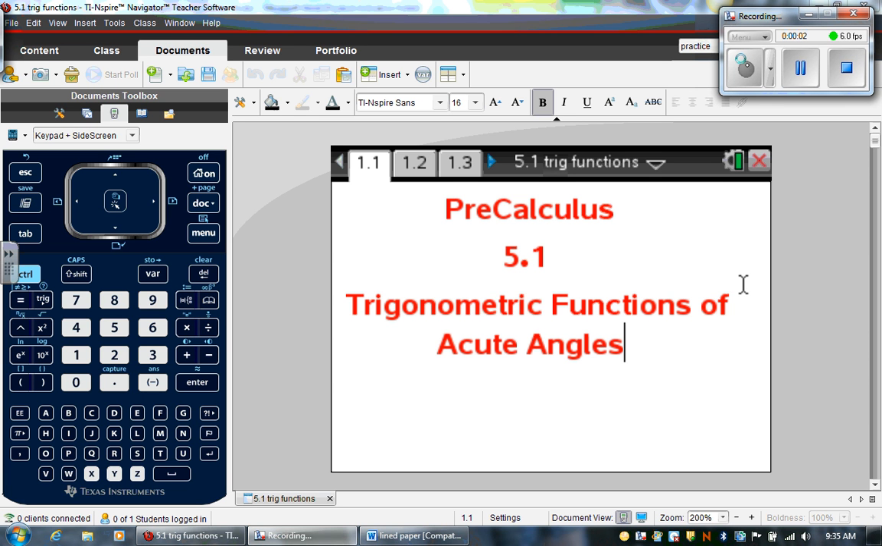This lesson is from Mrs. Cucci's College Now PreCalculus class. We are on lesson 5.1, Trigonometric Functions of Acute Angles. So go ahead and get that opened up and we'll get started.